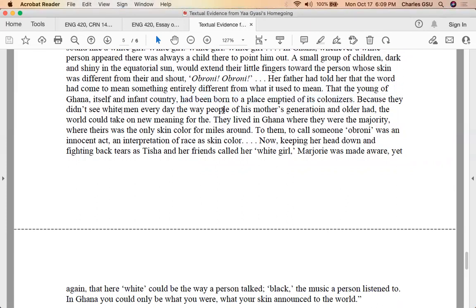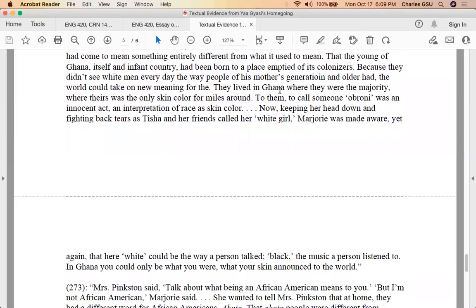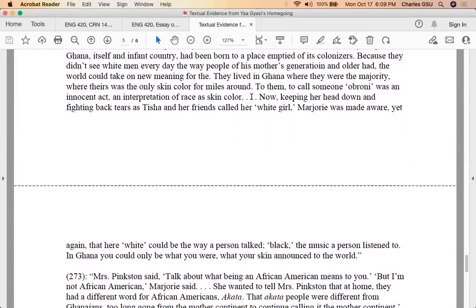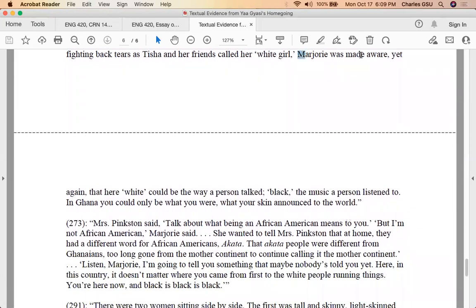Because they didn't see white men every day the way people of his mother's generation and older had, the word could take on new meaning for them. They lived in Ghana where they were the majority, where theirs was the only skin color for miles around, right? So it's a way in which she learns, Marjorie, that her own blackness, if you will, as she calls it, is not just physically and skin tone different than her Alabama high school mates, but that it's coupled together with her cultural difference, right?